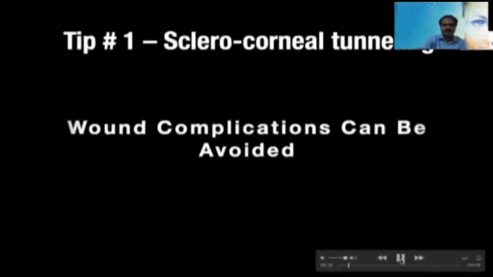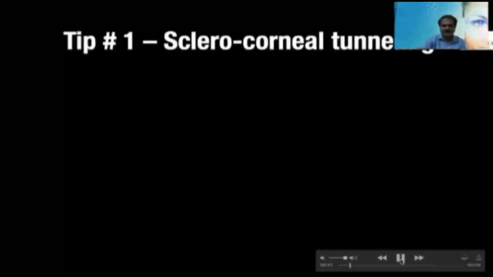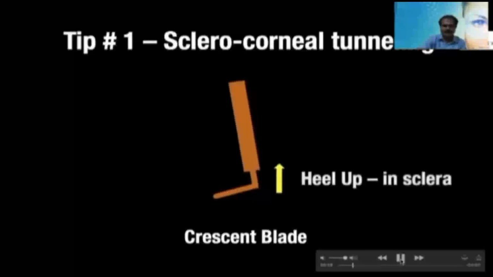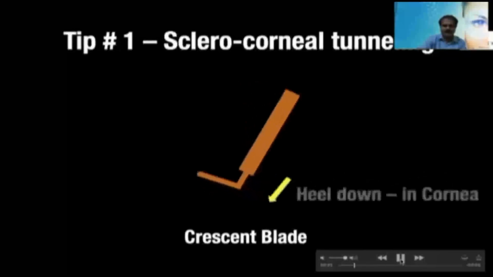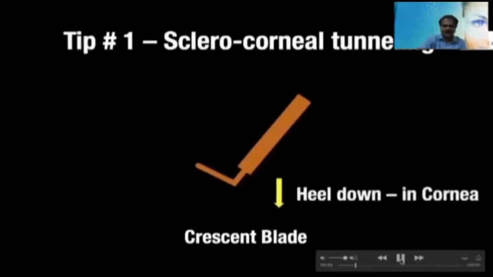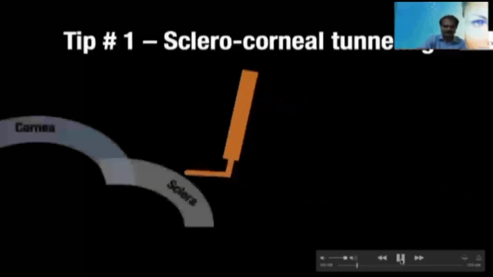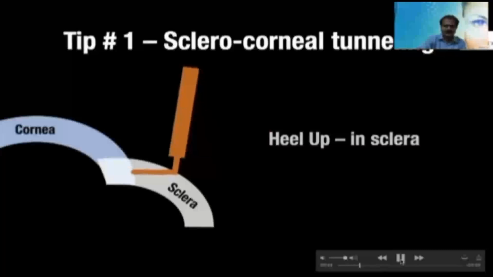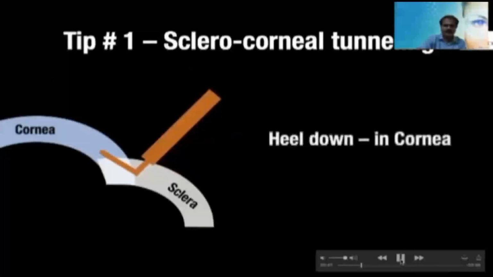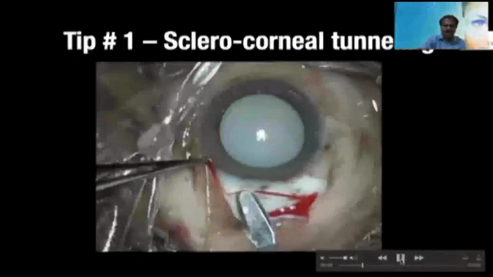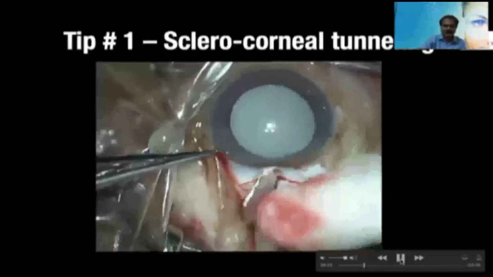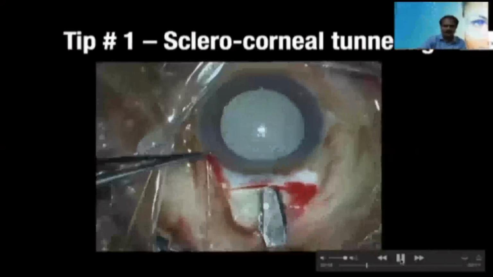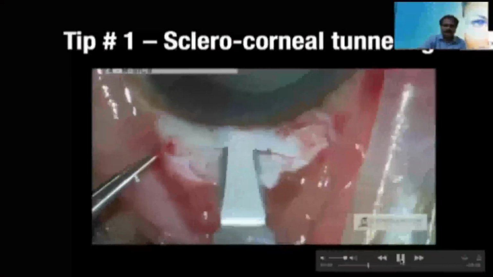Now I will be showing you a small animation as to how a crescent blade is being used in carving out a good corneoscleral tunnel. The bevel is there. The heel should be down in the cornea and up in the sclera. So if you take a scleral incision here, heel up in the sclera and heel down in the cornea will give you a good corneoscleral tunnel. And when this fails, it can cause a buttonhole or a premature entry.